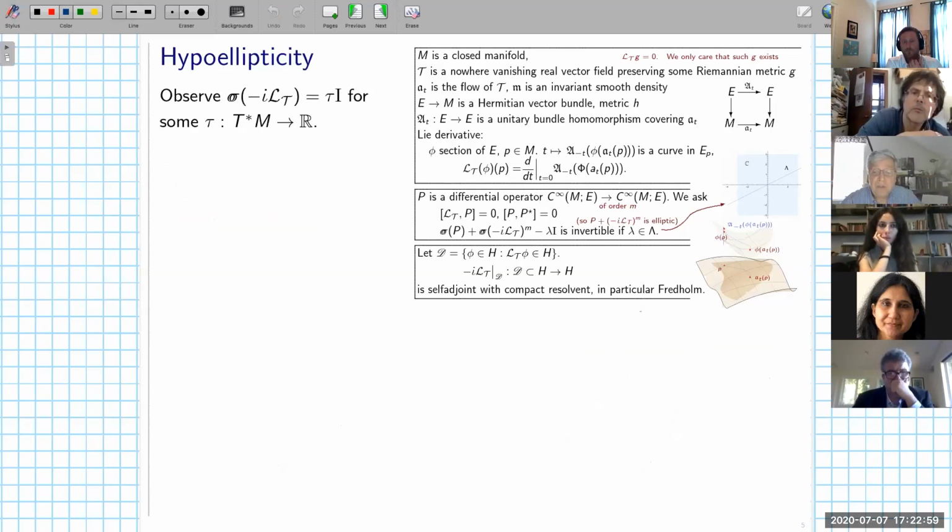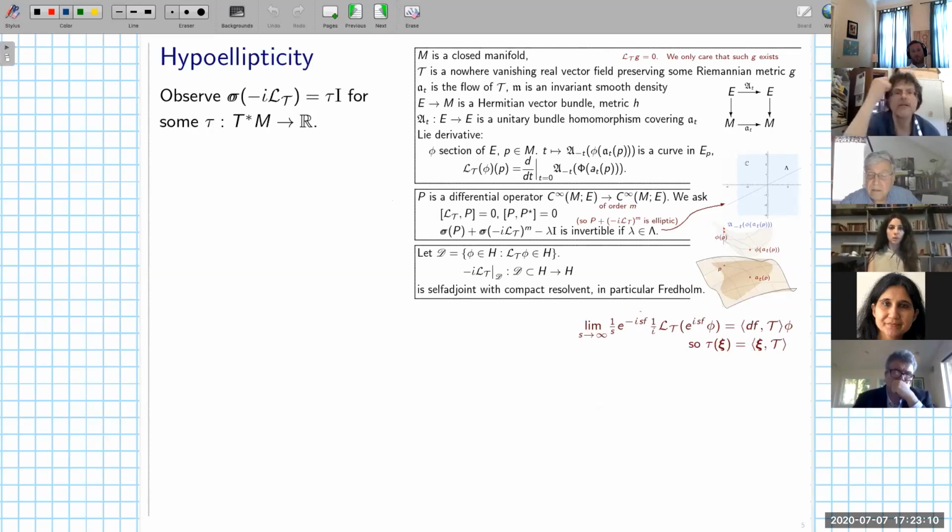Okay, so how does the ellipticity come in? Going back to the general situation. The principal symbol of this operator is actually a scalar times the identity, and this is easy to see. You just take a section, multiply by e to the isf, where f is a real valued function. Do the operator, multiply by this, divide by s, take the limit, and what you get is this expression.